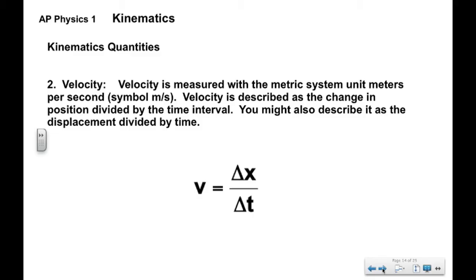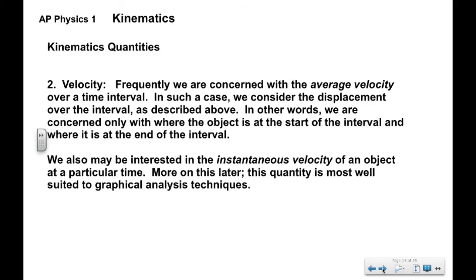Velocity is described as the change in position, or the displacement, as you might remember, divided by the time. You might also describe it as delta x over delta t. Frequently, we're concerned with the average velocity over a time interval. In these cases, we consider displacement over the time interval as described above. We're concerned only with where the object is at the start of the interval and where it is at the end. We're going to look at this in much more detail later on. We may also be interested in the instantaneous velocity of an object at one particular time. This is very well suited to graphical analysis, which we'll see in the very near future.